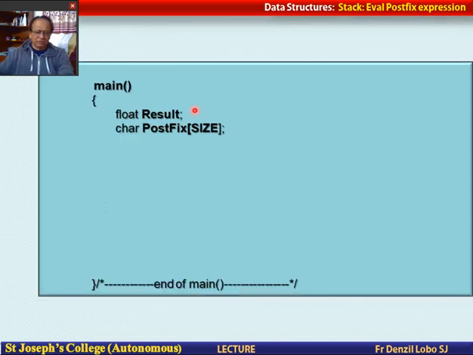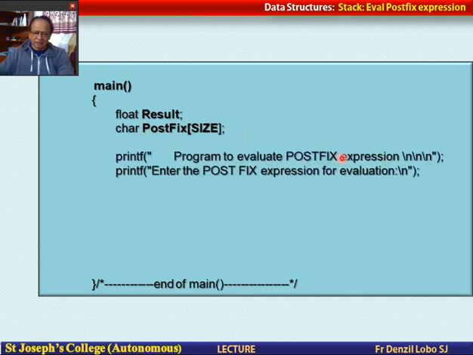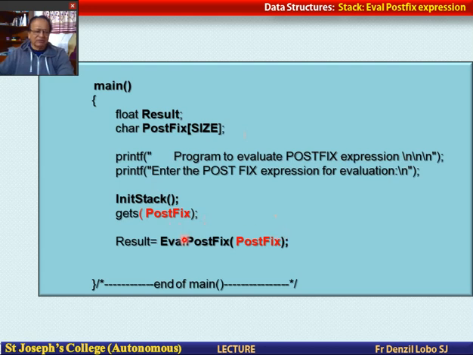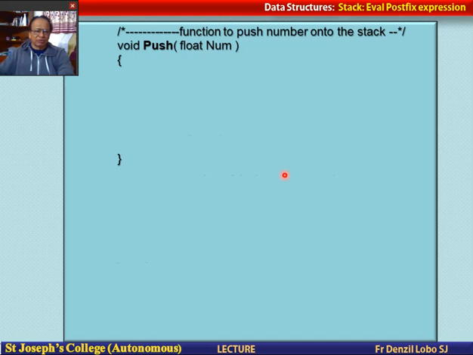So we come to the main. We have these two variables, the postfix array, and then the title of the program. I initialize the stack, that is, top has to be initialized to 0. That is done here. Then we get the postfix expression typed in, and call this function evalpostfix by sending that postfix as the parameter. It evaluates this postfix expression and assigns that value to a variable called result, and here we print the result of that postfix expression.